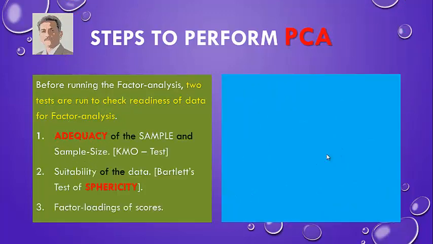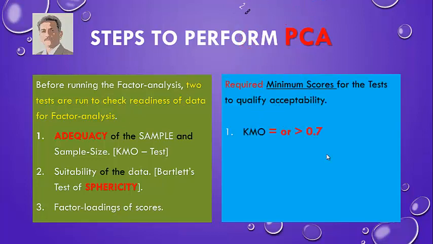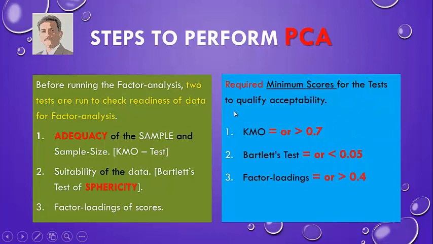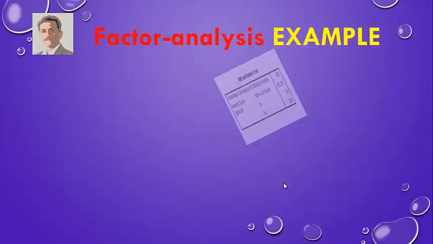We left SPSS from this screen where we had the required minimum scores for the tests to qualify acceptability. These are the standards which will be used by the social researcher while deciding whether or not the factor analysis has approved all the questions, or which of the questions need to be removed from the analysis because they are not adding to the validity, rather they are making things invalid. So with this standard we shall proceed to decide about the results.